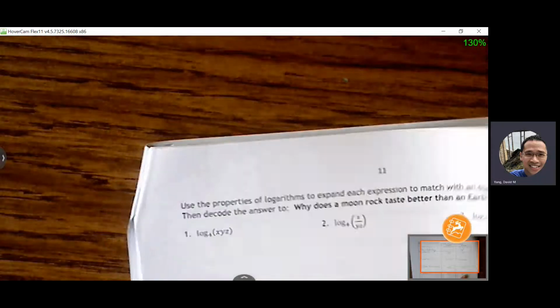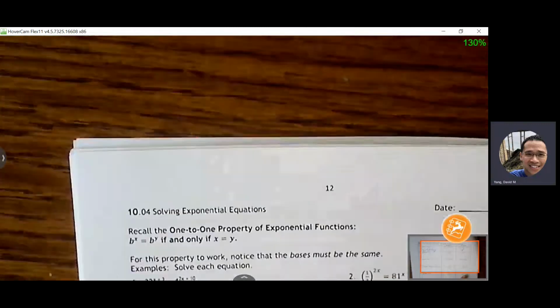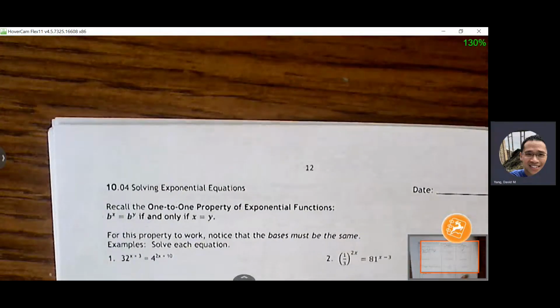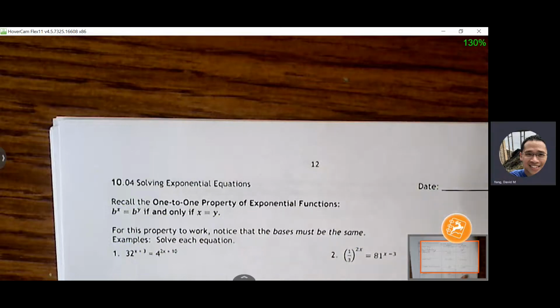Page 11 is more of the same. I want to do a little bit of an introduction into solving exponential equations. We've seen it, but we're just going to delve into it a little further. So, page 12.